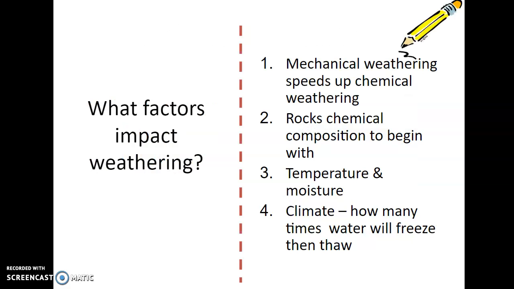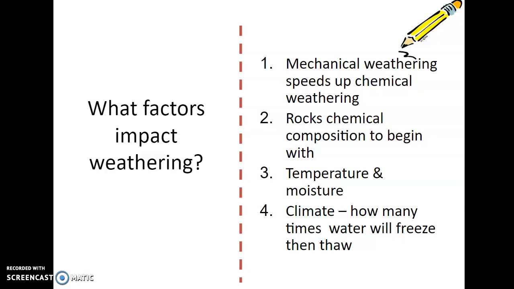So copy this down. What factors impact weathering? So there are four things that we will say impact weathering. Mechanical weathering will speed up chemical weathering. So by that we mean that if, for example, a tree's roots have broken into a rock, this allows chemical weathering to take action because there's more space for it to enter. Same with frost wedging, where when the water expands and then causes cracks, then more room for chemical weathering can occur.